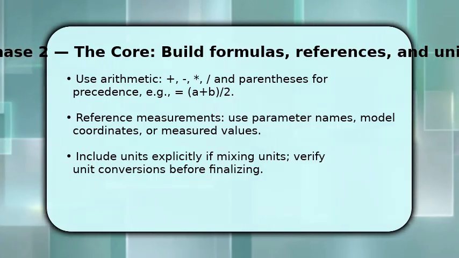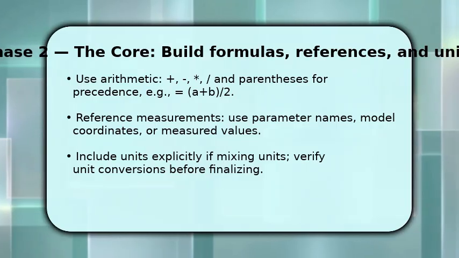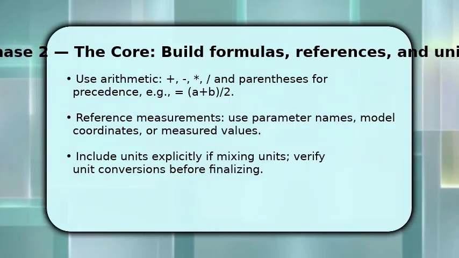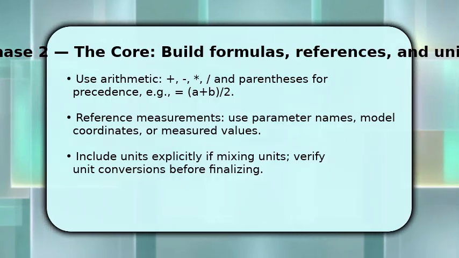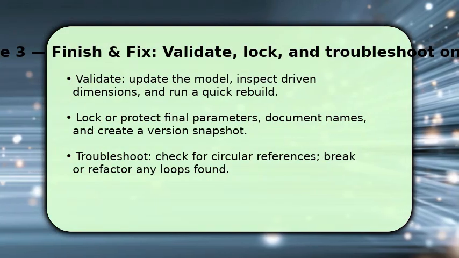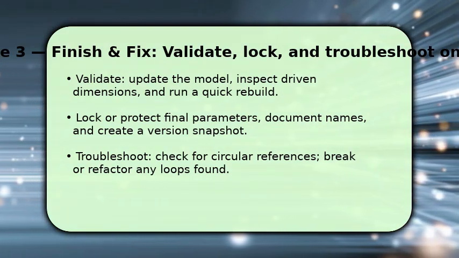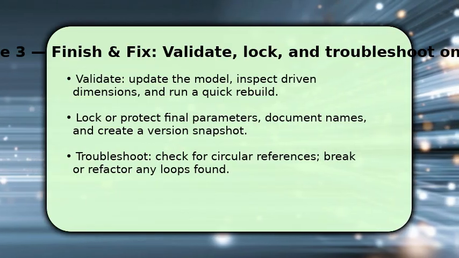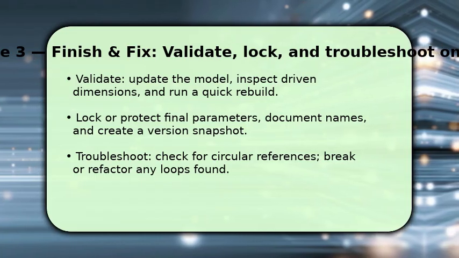If you mix units, include explicit conversion factors or units inside calculations, and make sure to test each result, because a small unit mismatch breaks downstream fits. Once formulas behave, you finish by validating every dependent feature, rebuild the model, inspect driven dimensions, and confirm intended geometry updates. Then lock or protect stable parameters and save a named snapshot so you can roll back if needed.